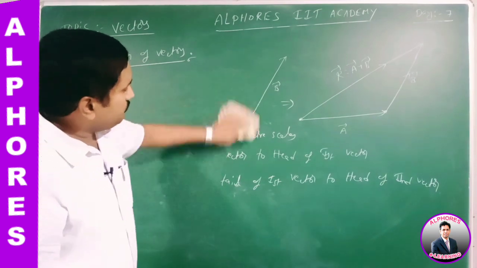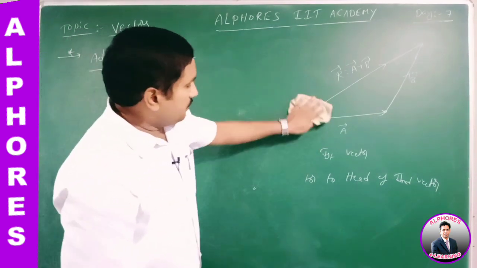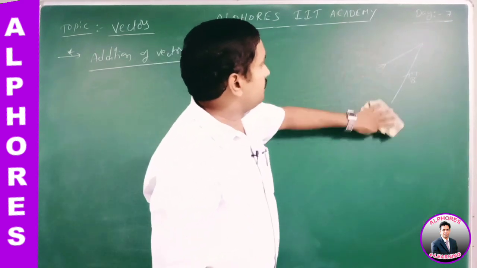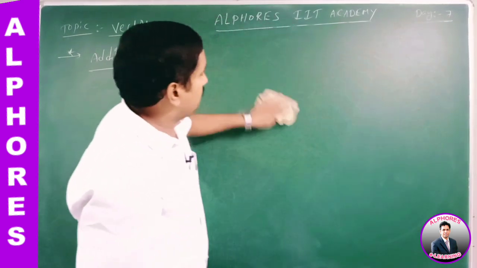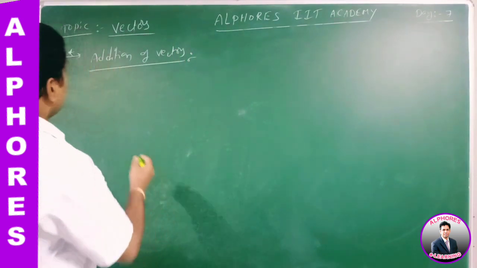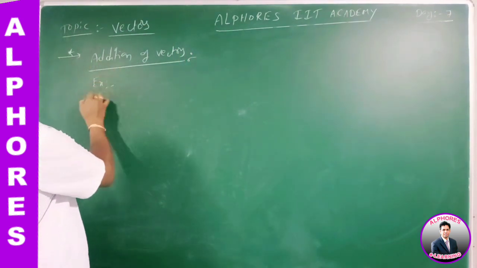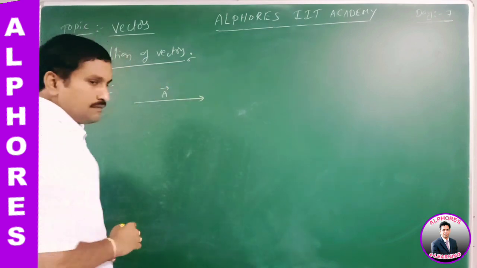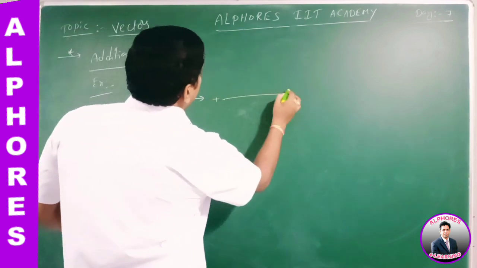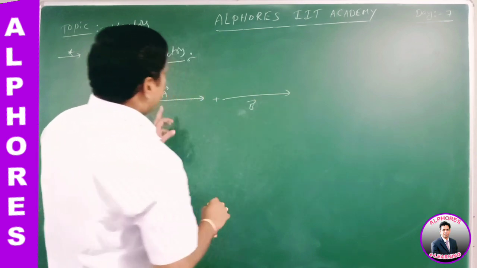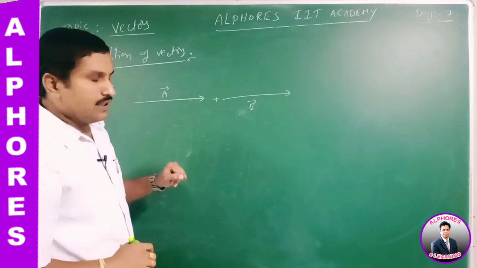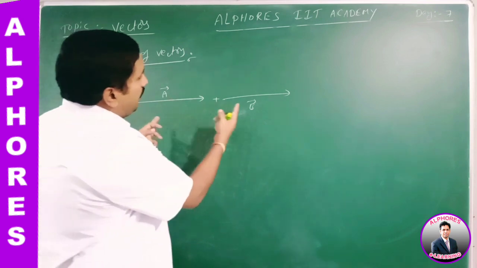Now, based on these conditions, suppose I am taking two parallel vectors. For example, let us say this is A bar, one vector, plus this is B bar, another vector. These are two different vectors which are parallel to each other. Now I have to add these two vectors.